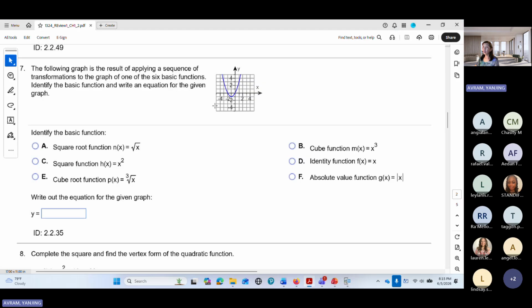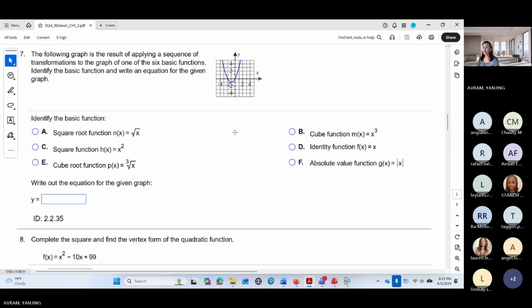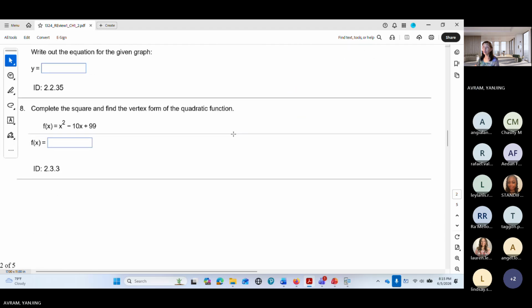This is definitely write out the equation for the given graph. So the equation here will be x +1 squared and then -1. Okay, and this one right here, you want to find the vertex.